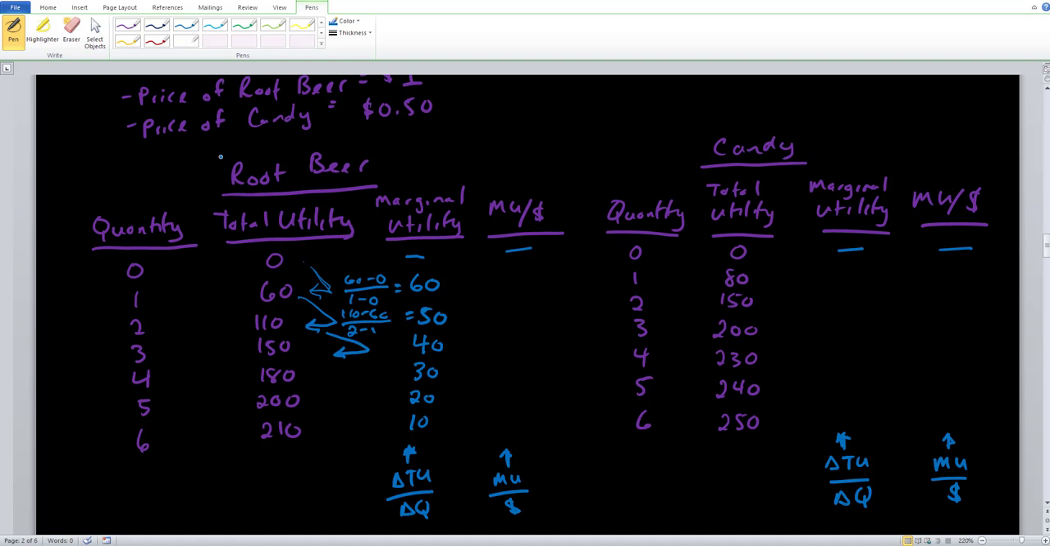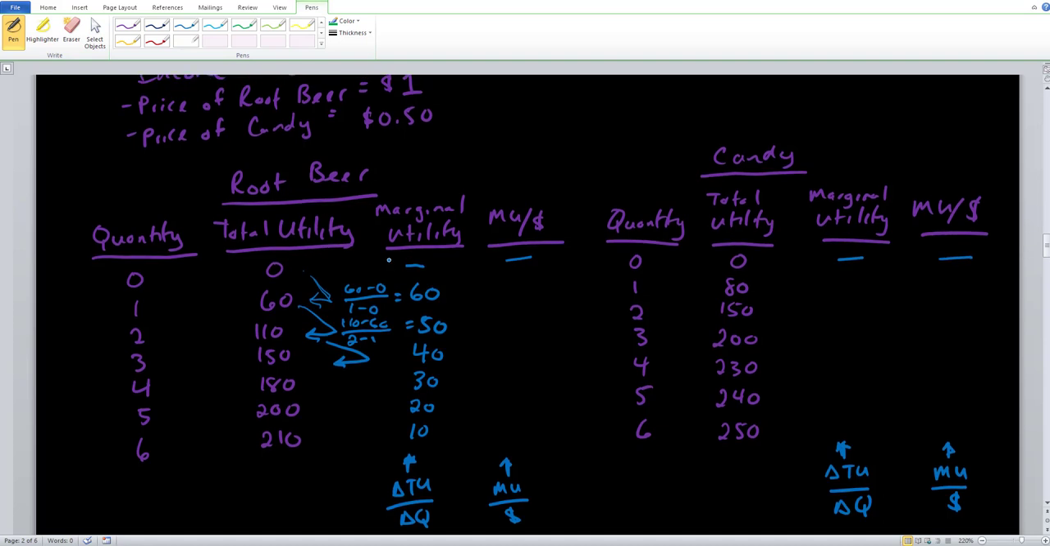Next step is to go ahead and find the marginal utility per dollar for this good. And marginal utility per dollar, that's the easiest one to take a look at. We just take the marginal utility, all these values that we just solved for, and then divide it by the price of the good. As we can see right here, the price of root beer is equal to $1, so it's going to be the same exact value. So 60 divided by 1 is 60. 50 divided by 1 is 50.